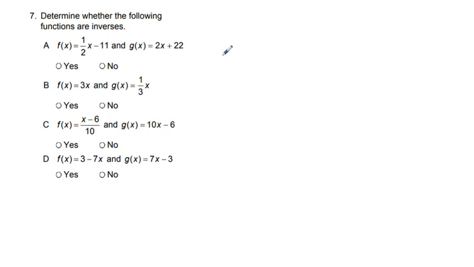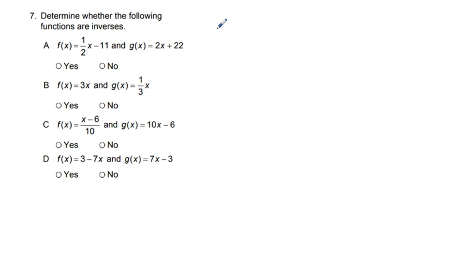7, determine whether the following functions are inverses of each other. And again, just like we did on that earlier problem 5, you can take the inverse of this function, see if we get the other one. And there are ways of looking at it too.